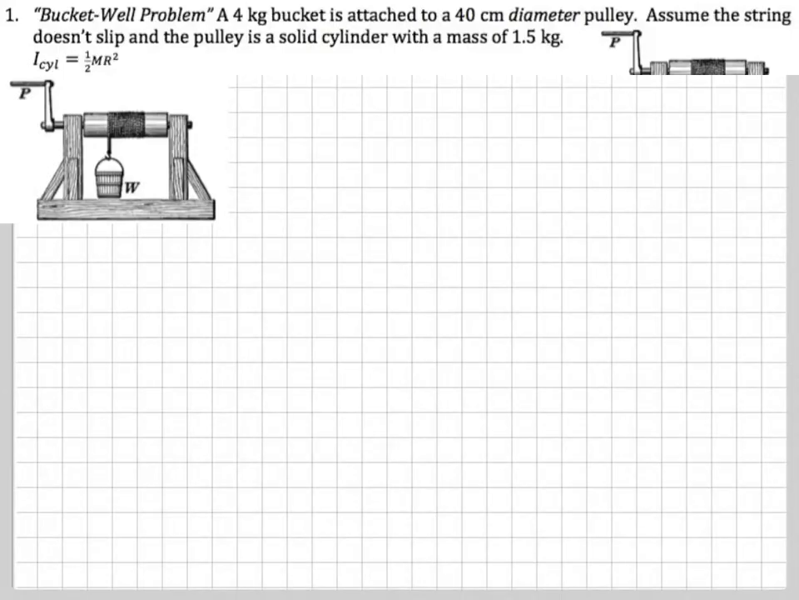Bozade, and I'm going to talk us through this bucket problem in which we have a 4 kilogram bucket that's attached to a 40 centimeter diameter pulley. Assuming that the string doesn't slip and the pulley is a solid cylinder with a mass of 1.5 kilograms, we are going to find the acceleration for the bucket as it falls.